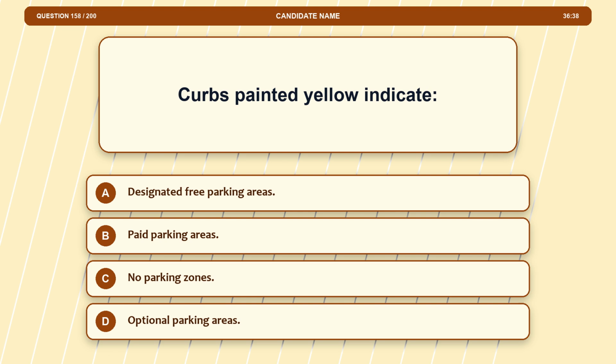Curbs painted yellow indicate: Option A, designated free parking areas. Option B, paid parking areas. Option C, no parking zones. Option D, optional parking areas.